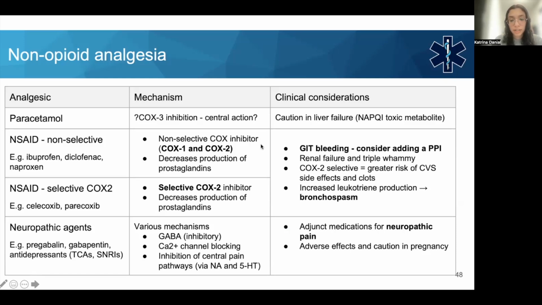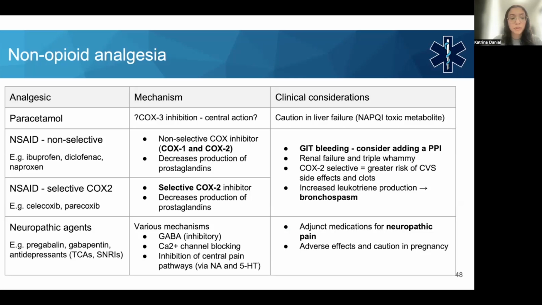The risks with that one is you have an increased risk of ulcers in the stomach, which causes GI bleeding. So if the patient has to be on a non-selective NSAID for a long period of time, you want to consider also adding a PPI to prevent them from getting ulcers. It can also cause some toxicity to the kidneys in somebody who has renal failure. And you don't want to combine it with the other 2 medications in the triple whammy.